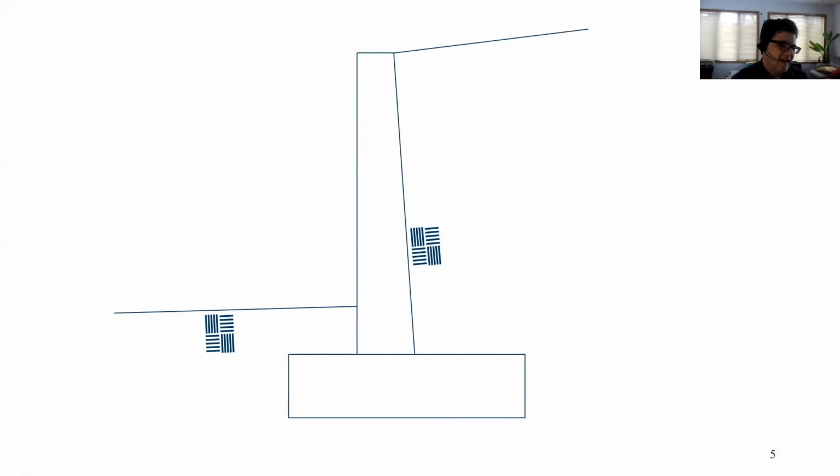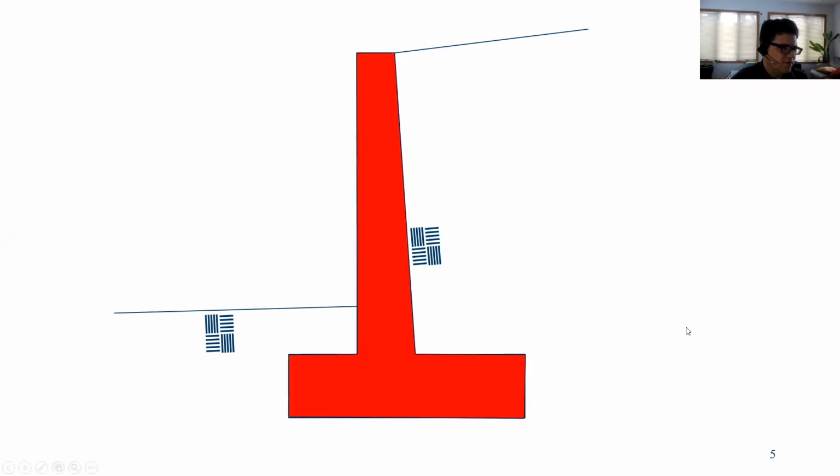So how does a cast in place wall function? A CIP wall, this is the most common wall you'll see on any project. This is a cast in place cantilever semi-gravity wall. Most walls of this nature are cut walls, meaning that they cut the section first and then they build the wall and then they backfill behind it. So the wall mass is what resists the load from the soil. So here you have your wall mass.